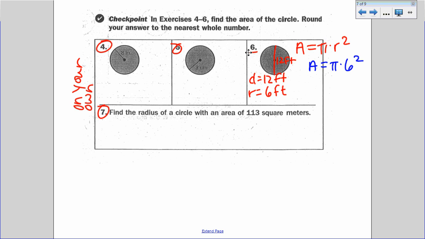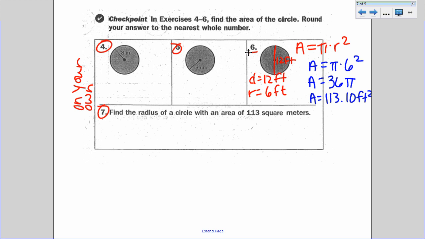So we're going to do pi times 36. I mean, you can type it into your calculator either way, but we get an area of 113.10, and this was in feet, so it's feet squared. So please make sure you're doing 4, 5, and 7 on your own.